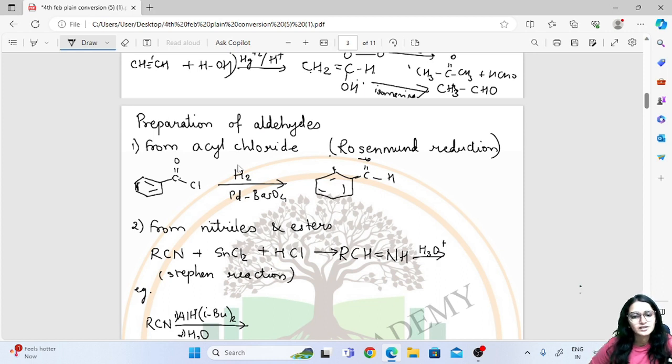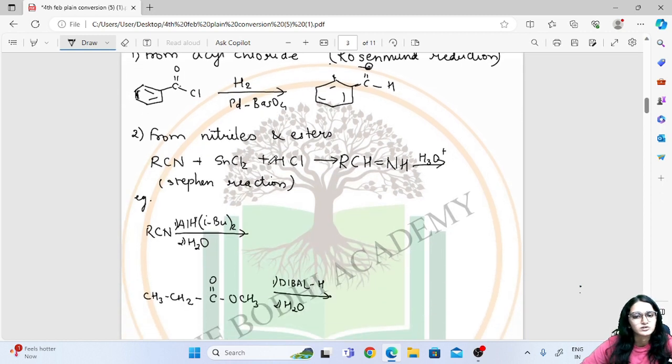Since reduction is carried out here, and reduction means either addition of hydrogen or removal of oxygen, here we can see there is an addition of hydrogen which takes place. So that's why it is called the Rosenmund reduction.